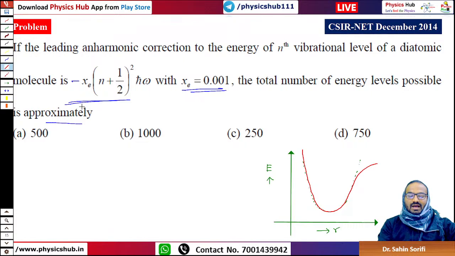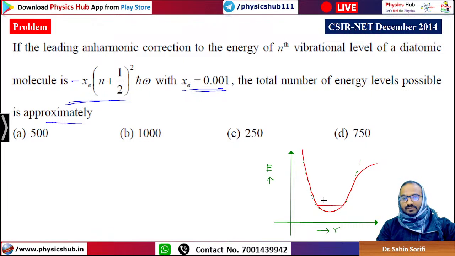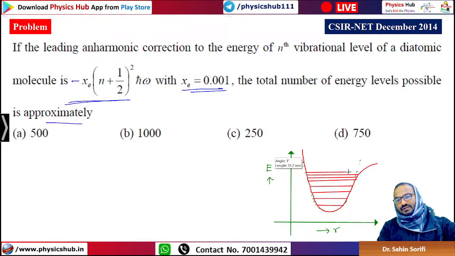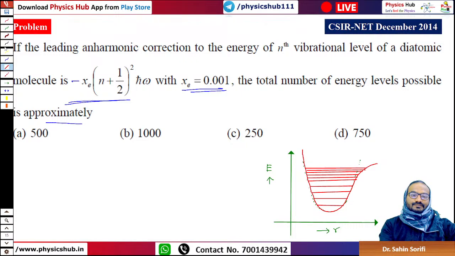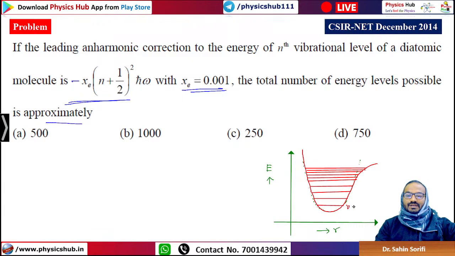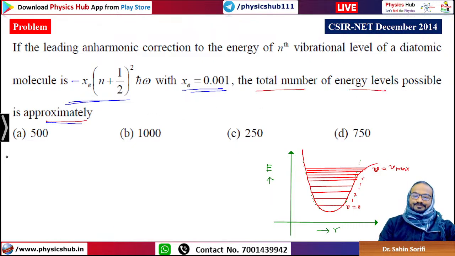Now, for harmonic, the separation between the different vibrational levels was equal, but that is not the case for anharmonic. This separation is not equal. It becomes a continuum at some particular level. So V equals 0, 1, 2, and it is going up to, let's say, V max. If you can calculate this V max, that is the total number of energy levels possible. So you have to calculate this V max.